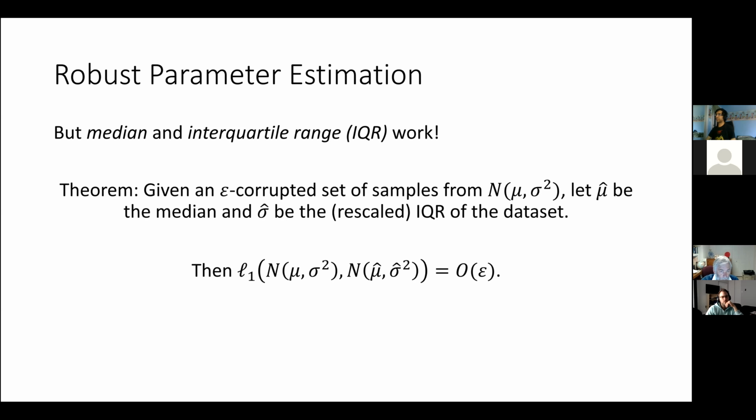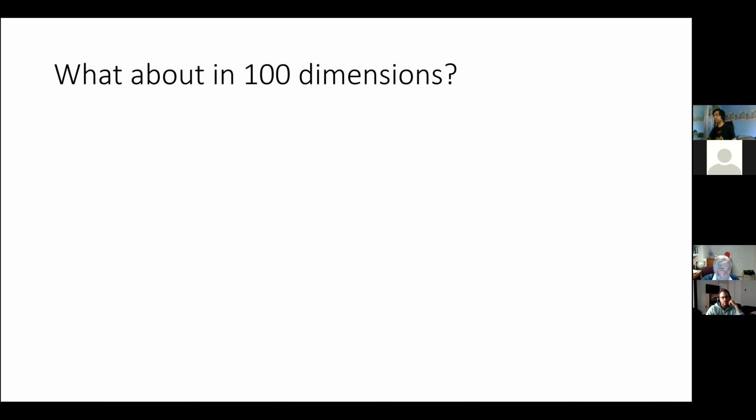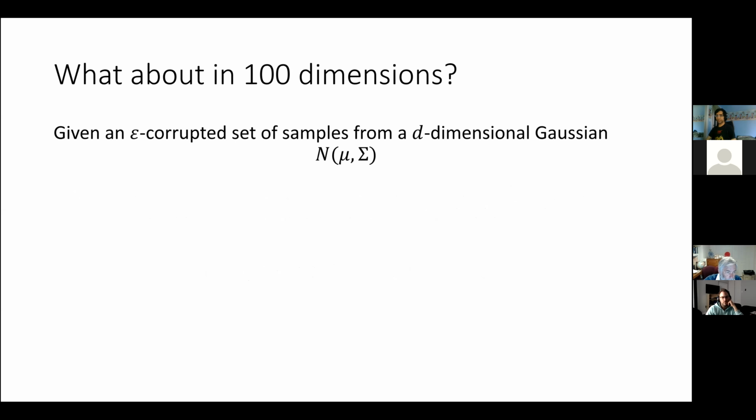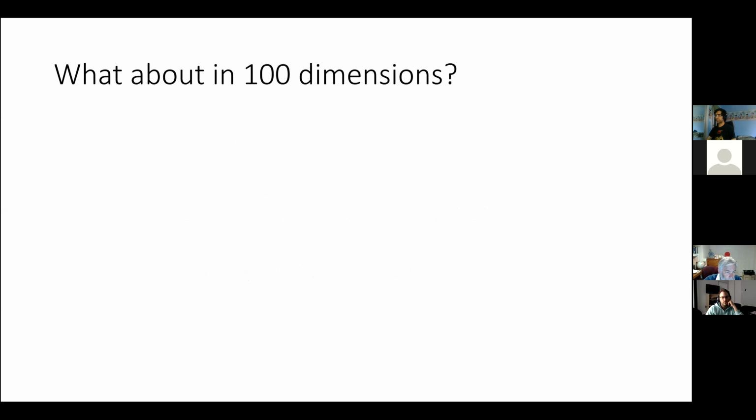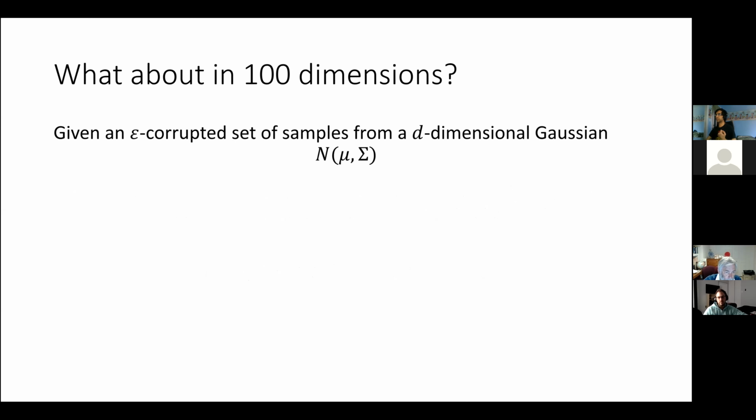However, this is not the end of the story. This is great for one dimension, but the challenge is what if we are in a multivariate setting, even 2 dimensions or say 100 dimensions? What do we do then? It's not immediately clear. For example, we've talked about statistics like the median and interquartile range. It's not clear how to generalize these to higher dimensional settings.